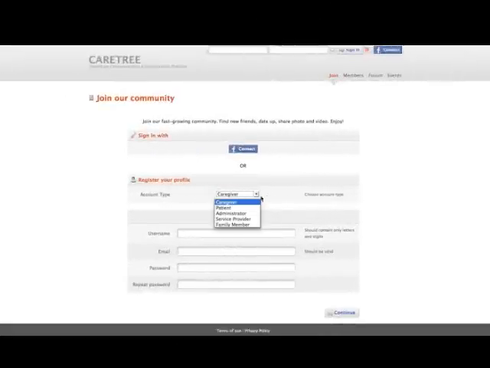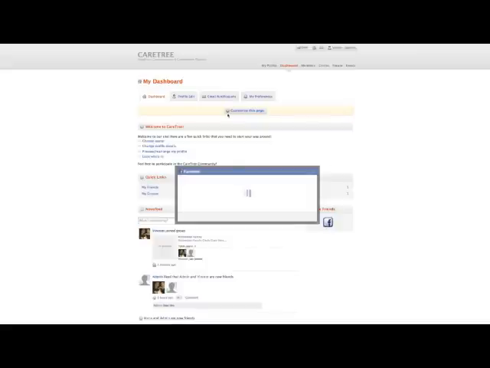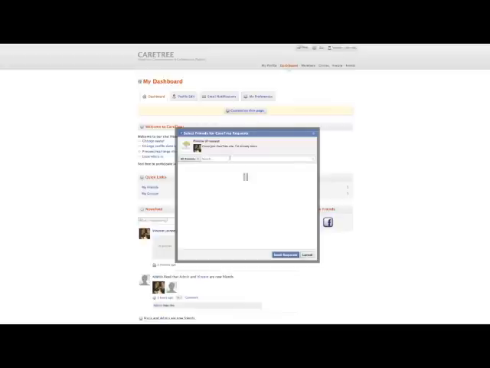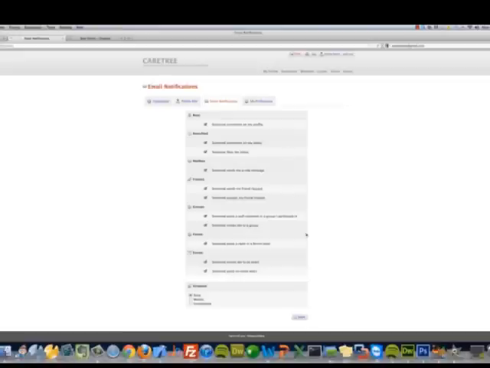CareTree allows users to create profiles based on their relationship with an individual. They can then invite other care stakeholders via email or through Facebook. In their CareTree profile, a user can select which information they want to receive about someone they are caring for and when they want to receive it, daily, weekly, or immediately. This ensures the right information is getting to them when they need it.